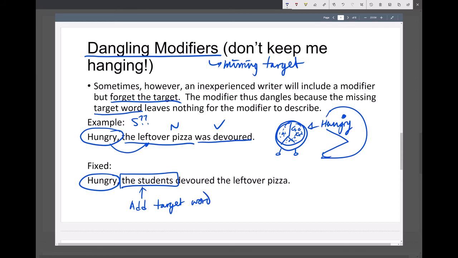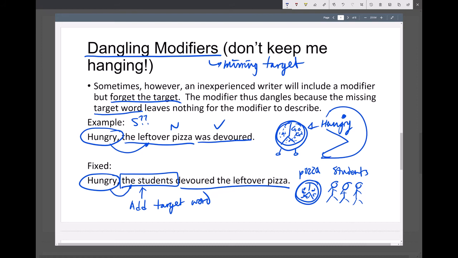So here instead you got a pizza, and then you have students. Students, and they ate the pizza. So notice whether you are using active or passive voice, remember to put the modifier right next to the target. And if there's no target, you need to add in the target words.